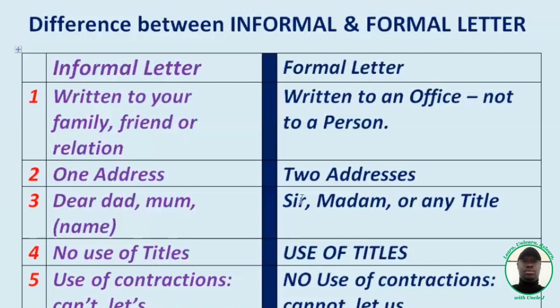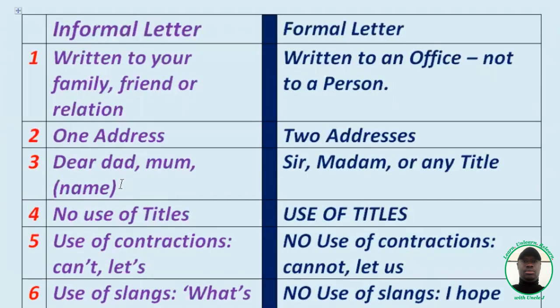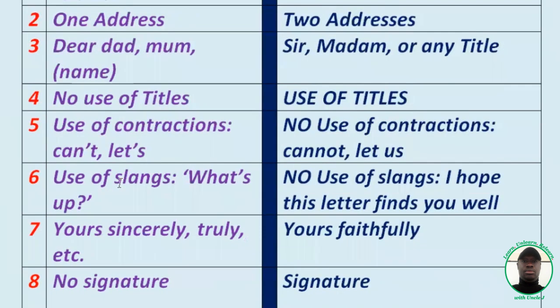An informal letter has one address. Formal letters have two addresses. You use dear dad and dear mom when writing informal letters. But when writing a formal letter, you use the title: dear sir, dear madam, or any other official title. When writing an informal letter, there is no use of titles. But when writing a formal letter, you need to write a title which contains everything you want to talk about in the letter.